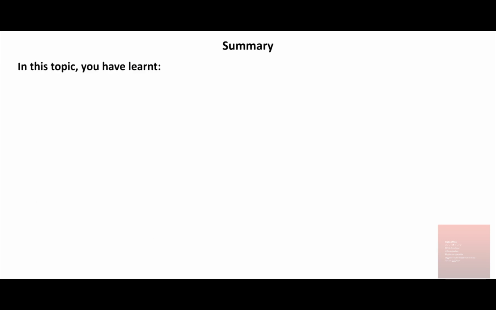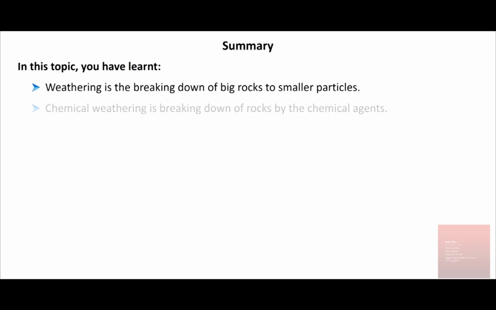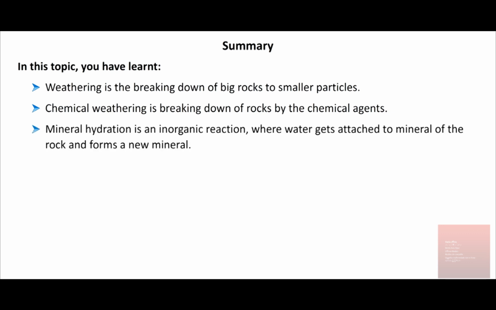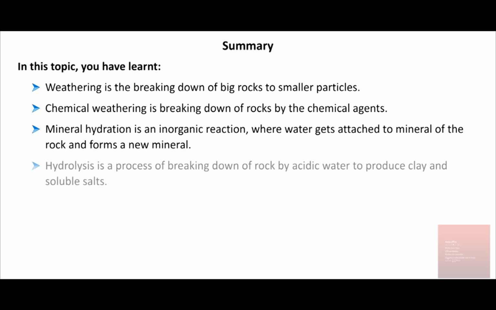Human beings, plants, and animals are primarily responsible for biological weathering. In this topic, you have learnt weathering is the breaking down of big rocks to smaller particles. Chemical weathering is breaking down of rocks by the chemical agents. Mineral hydration is an inorganic reaction where water gets attached to mineral of the rock and forms a new mineral. Hydrolysis is a process of breaking down of rock by acidic water to produce clay and soluble salts.